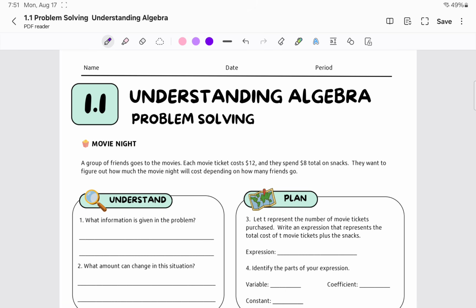This one is called Movie Night. A group of friends goes to the movies. Each movie ticket costs $12, and they spend $8 total on snacks. They want to figure out how much the movie night will cost depending on how many friends go.